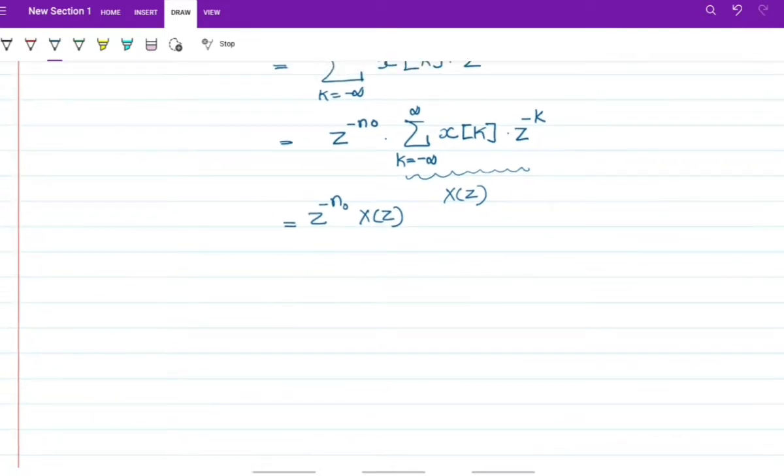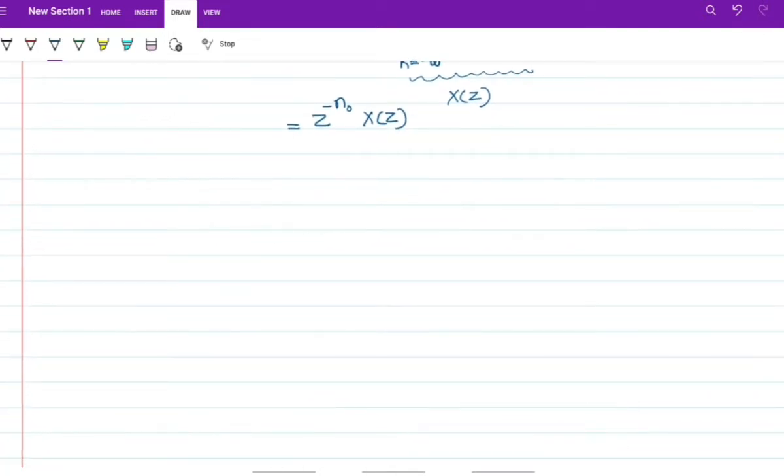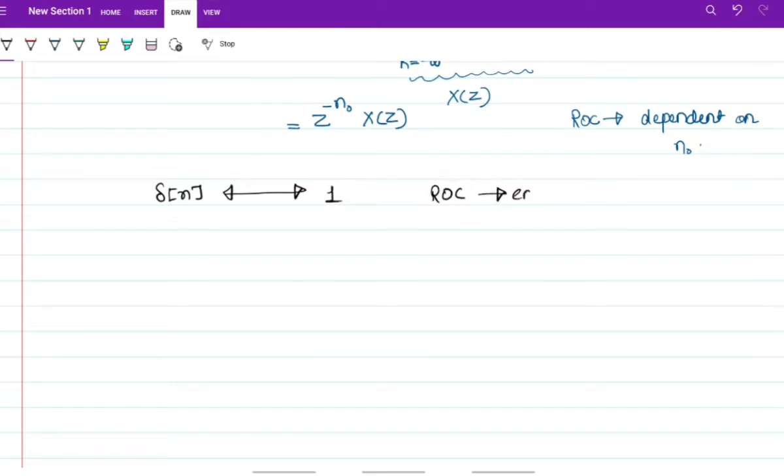Okay, now what about the ROC of this one? The ROC is completely dependent on n naught. Okay, let's see how. Suppose the z transformation of delta n. What is the z transformation of delta n? That is 1. What is the ROC? The ROC is the entire z plane. Okay, now what about the z transformation of delta n minus n naught, where I put 1 here.